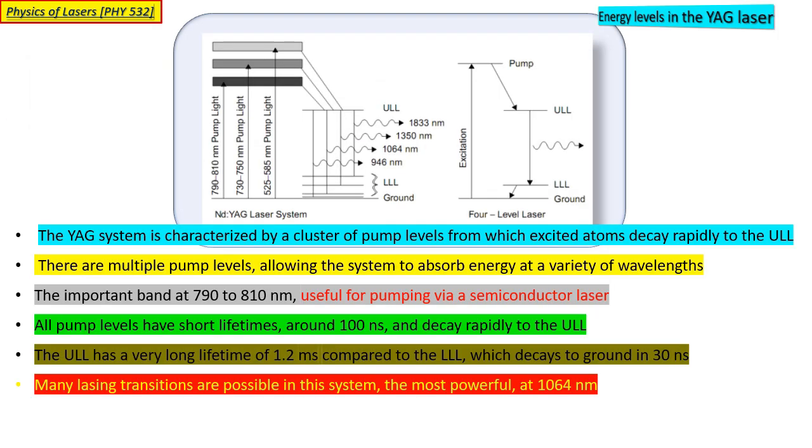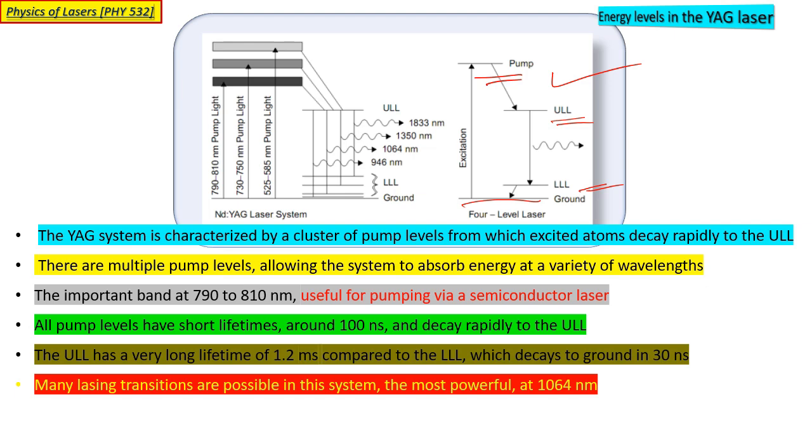Next slide, what we see is the 4-level laser system. So YAG is one of the examples of the 4-level laser system. This is a 4-level laser: pump level, ULL (upper lasing level), LL (lower lasing level), and then ground. So it's excited from pump to ULL, ULL to LL, and LL to ground.